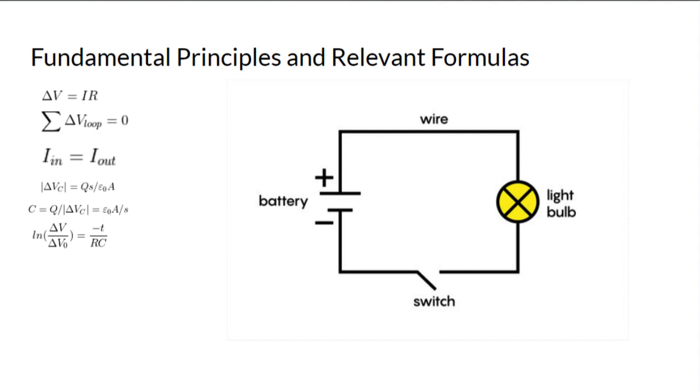Ohm's law followed by the loop and node rules, the potential difference of a capacitor, the capacitance of a capacitor, and a method of calculating R times C in order to compare experimental results with calculated ones in order to determine the effectiveness of the model.